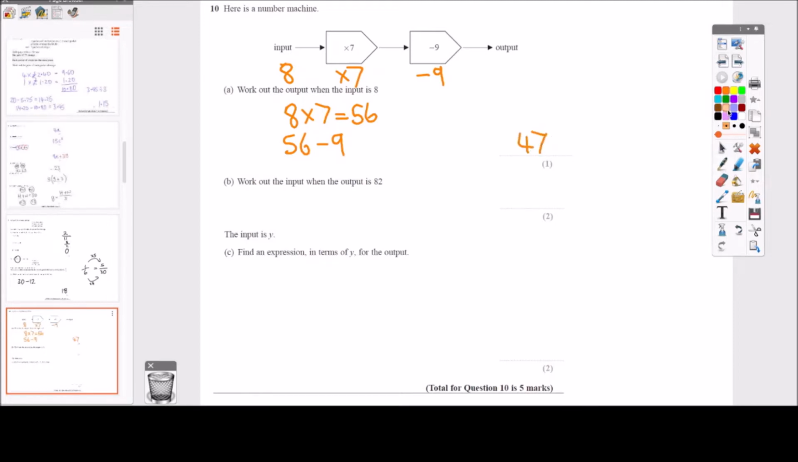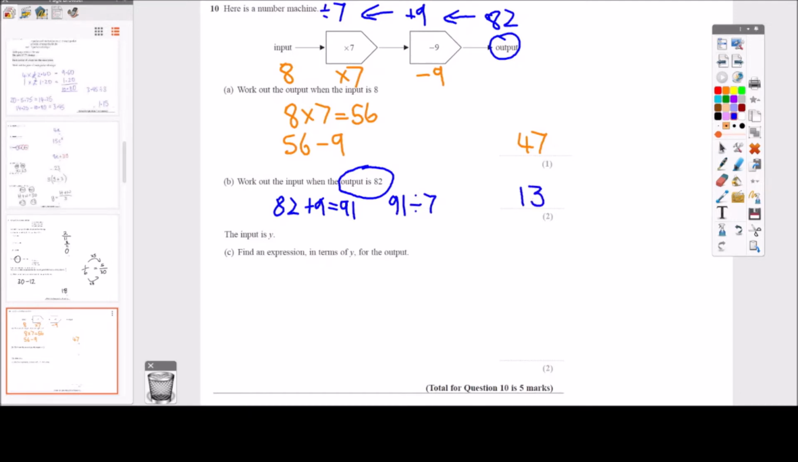Now for part B, we're doing the opposite. We're told that the output is 82. So we do the opposite. First of all, we add 9. So 82 add 9 is 91. And then secondly, we divide by 7, which is the opposite of multiplying by 7. 91 divided by 7 is 13. Okay, looking at that the other way, if you had an input of 13, you multiplied it by 7, you took away 9, you would get 82.